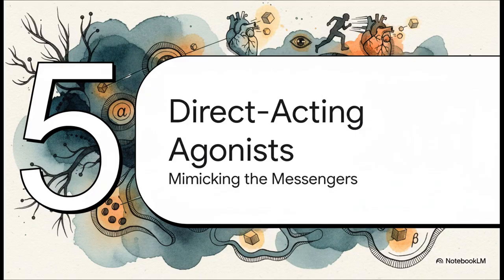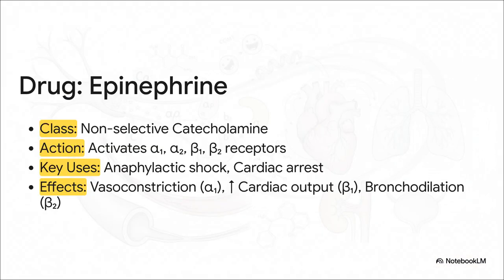Okay, now we're really getting into the pharmacology. Let's start with the direct-acting agonists. The name says it all, really. These are the mimics. They bind directly to the alpha or beta receptors and turn them on, acting just like norepinephrine or epinephrine would. And the classic poster child example here is epinephrine.